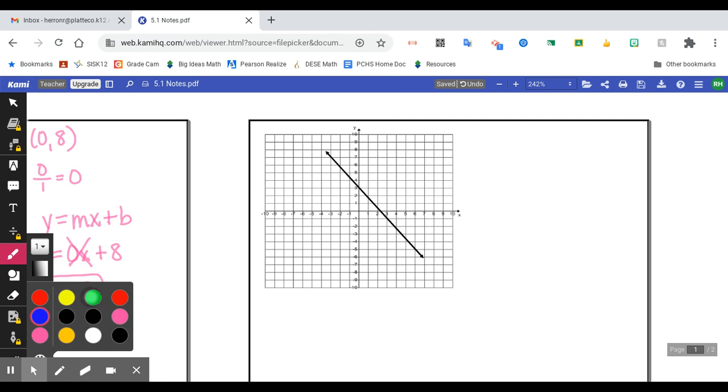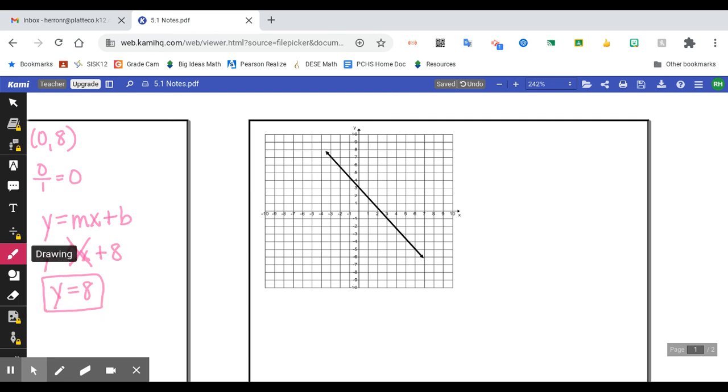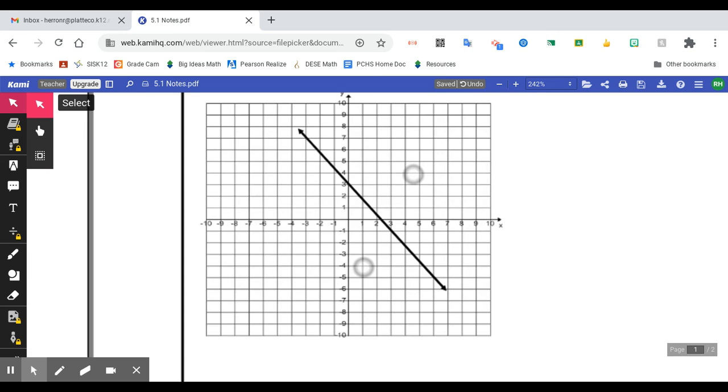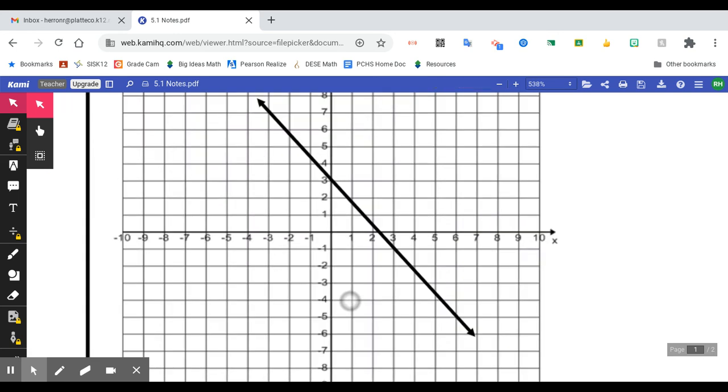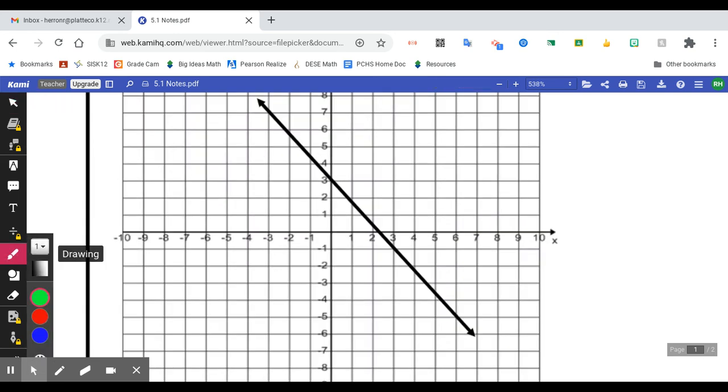Okay, let's go to the next one. All right. Again, I'm going to try to dial into this a little bit so you can see. All right. We cross here. So my b value is (0, 3). Okay. The next place it crosses looks to be right here. And then maybe again right here. So it doesn't matter. I'm going to go down and right this time.